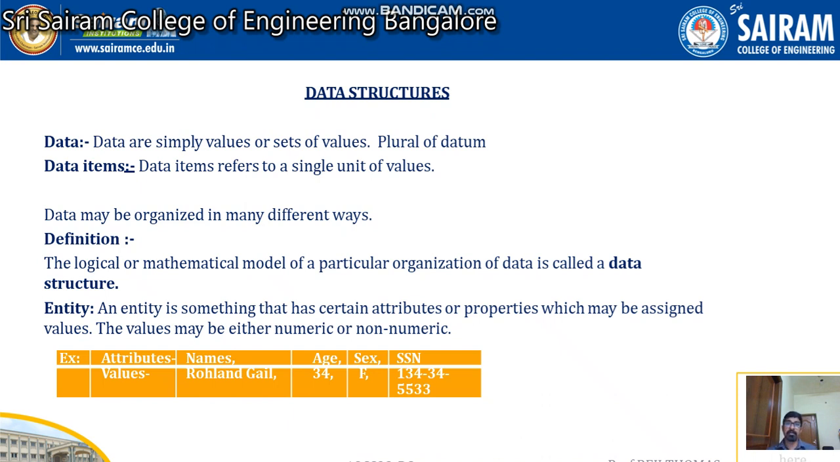This data, as I told, is a set of values or pieces of information. And don't get confused about what is data and what is information. Data is only a piece of information, which doesn't give the complete information. The set of values. Next, let us see what is a data item. A data item refers to a single unit of value. Data is a set of values, but a data item is a single unit of value.